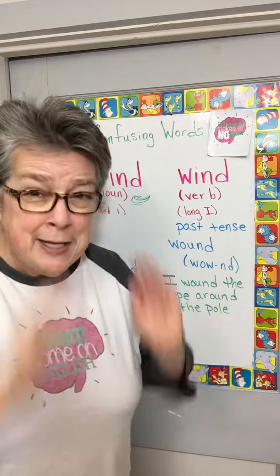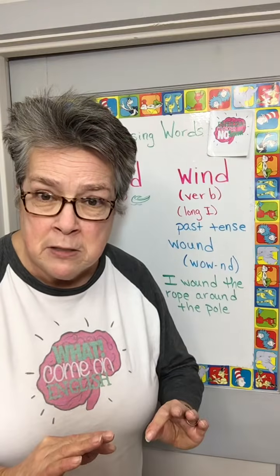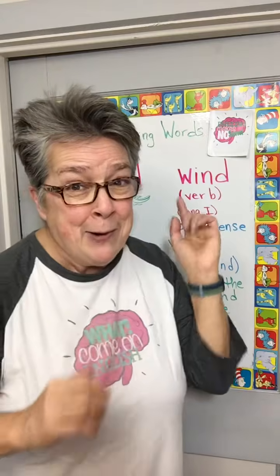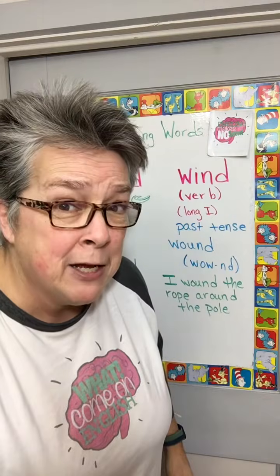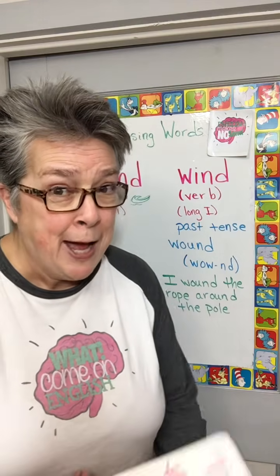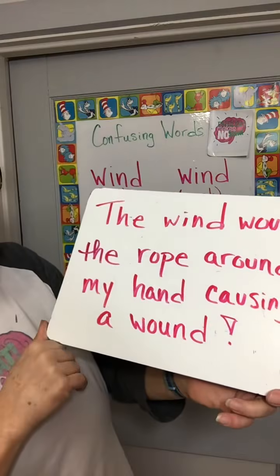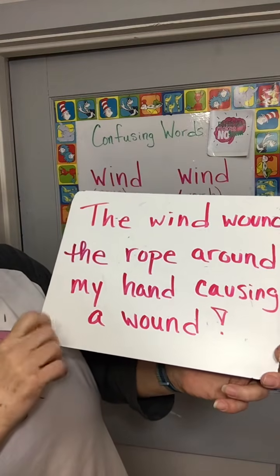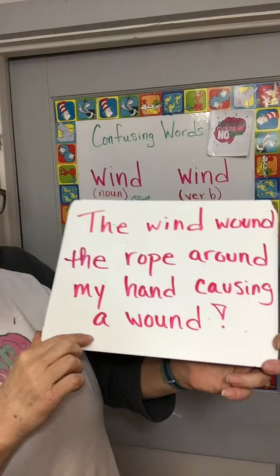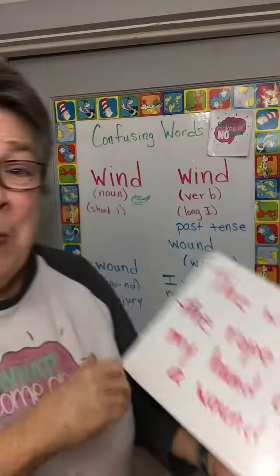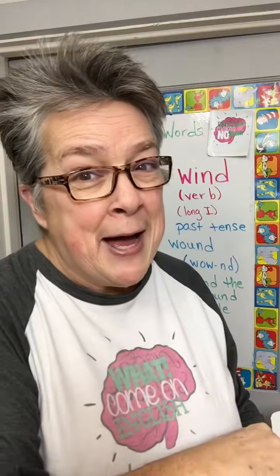Why does English have so many words that look exactly the same, have a slightly different pronunciation, and totally different meanings and parts of speech? I don't know, but now you can read and understand this sentence, I hope. The wind wound the rope around my hand, causing a wound. What? Come on, English.